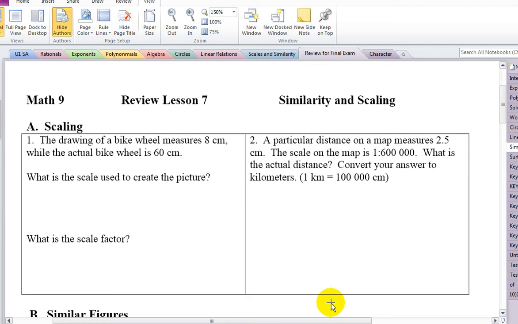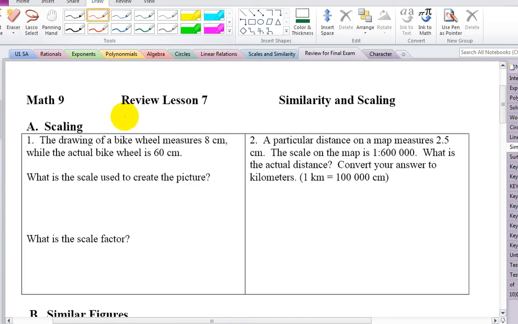Okay, scales. So first thing to recall is diagram and actual. So we have diagram, actual, and then converting that to a fraction, the D value goes on top, the actual value goes on the bottom. So D stands for diagram numbers or values, and A stands for actual values. So we have the drawing is 8 centimeters, the actual is 60. Remember, our units must be centimeters to centimeters.